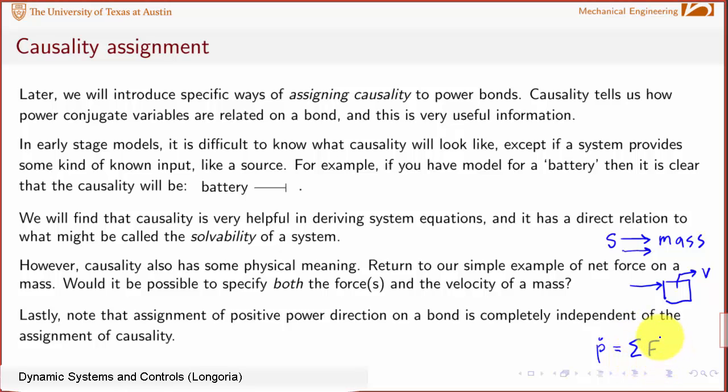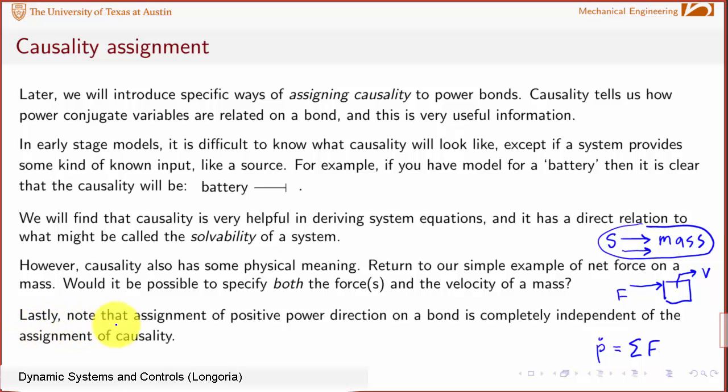So if you think about it, if I put force on a system, that will automatically determine not only what the acceleration is, obviously, but by integrating this, you determine the velocity. So you can't arbitrarily come in and specify both force and velocity and have your model make any sense, right? So there's some physical meaning when we say that we can't specify both effort and flow. And so causality gives us some insight into some of these physical limitations on our models.